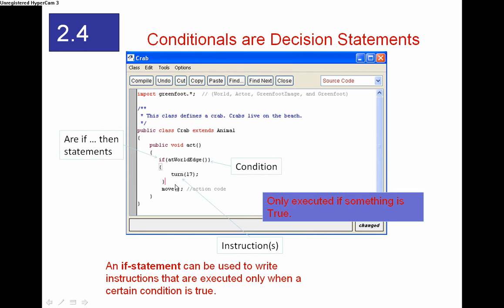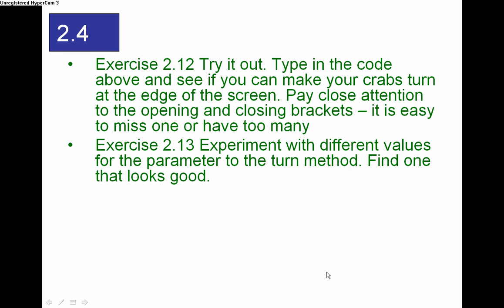Try this out. Type in the code above. So we're going to type in this code above. Alright, and check this out. Make sure that when you type in the code, you remember that bracket starts the class, that bracket ends the class. That bracket starts the act method, that bracket ends the act method. This is for the if statement. So you're saying, hey, if this is true, start it, do this, end it. Okay, so make sure these brackets all look right.